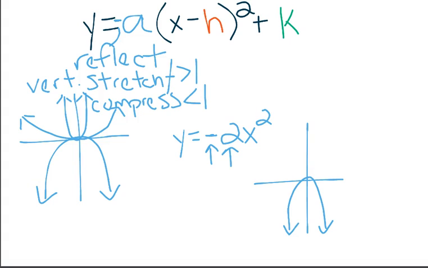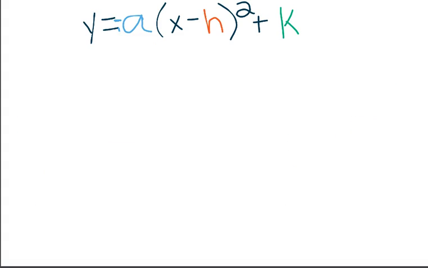Remember that when we're comparing our graph, we're always comparing it to the standard y equals x squared. So if you put both of them in the y equals, you could compare the two to see what transformations took place. All right, so let's talk about the h. The h is always going to shift the graph left and right. It's going to be a horizontal shift.